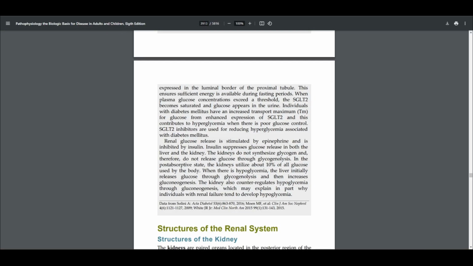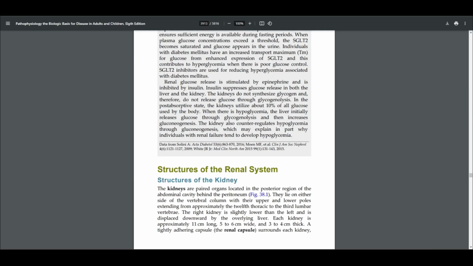Individuals with diabetes have an increased transport of glucose from enhanced expression of the SGLT2, and this contributes to hyperglycemia when there is poor glucose control. SGLT2 inhibitors are used for reducing hyperglycemia associated with diabetes. Renal glucose release is stimulated by epinephrine and is inhibited by insulin. Insulin suppresses glucose release in both the liver and the kidneys.